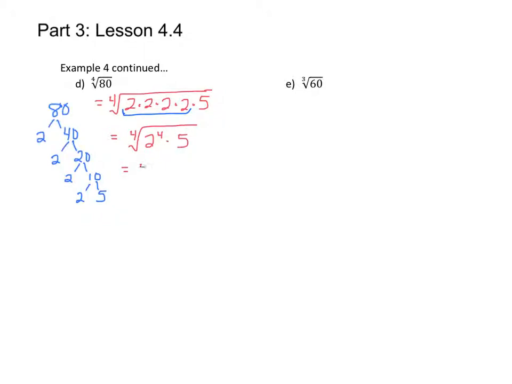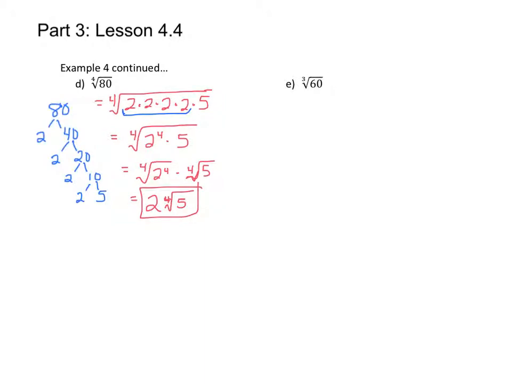And then break apart our roots. So we got the fourth root of 2 to the power of 4 times the fourth root of 5. And the fourth root of 2 to the power of 4 just equals 2, because the fourth root and the exponent of 4 cancel each other out, and then times the fourth root of 5. And that is the simplest mixed form of the fourth root of 80.